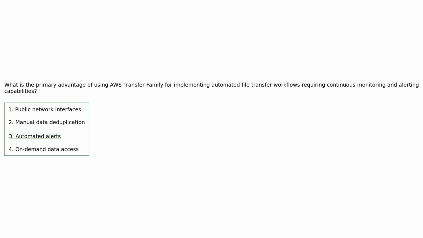The primary advantage of using AWS Transfer Family for automating file transfer workflows is continuous monitoring and alerting capabilities, allowing users to automate monitoring tasks, receive alerts for successful or failed transfers, and track transfer status in real time, enabling proactive management and monitoring of file transfer operations.